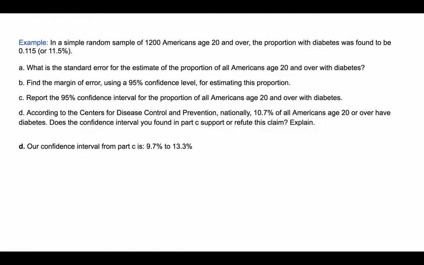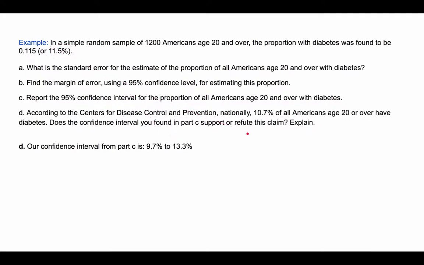Now, to answer this question, we have to look at what our confidence interval is. We found, when we did our study, that 11.5% of Americans over 20 have diabetes. And then we are confident at a level of 95% that the interval over which we feel confident is 9.7% to 13.3%. So the idea is that we're 95% confident that the percentage of people with diabetes in the US that are over 20 is between 9.7% and 13.3% based on our finding of 11.5%.